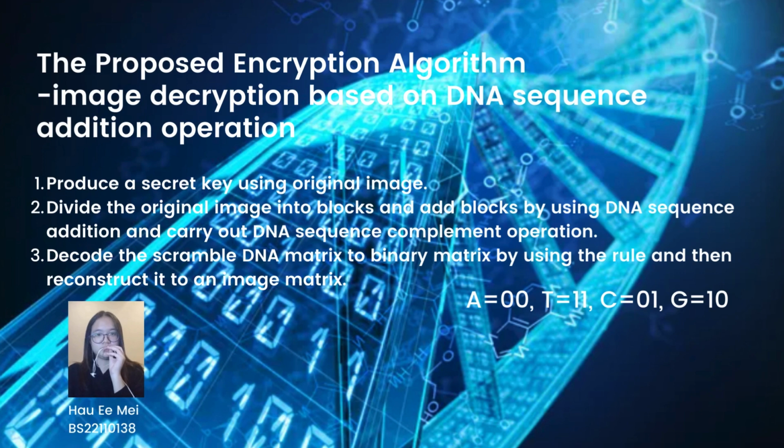Next, after knowing the theory and scheme for the encryption and decryption of the image, we proceed to the proposed encryption algorithm, which is based on DNA sequence addition operations. First, we need to produce a secret key using the original image. Second, we divide the original image into blocks, add blocks using DNA sequence addition, and carry out the DNA sequence complement operation. Last, we decode the scrambled DNA matrix to a binary matrix using the rule and reconstruct it into an image matrix again. With this algorithm, we use 00, 11, 01 and 10, denoted as A, T, C, G respectively.